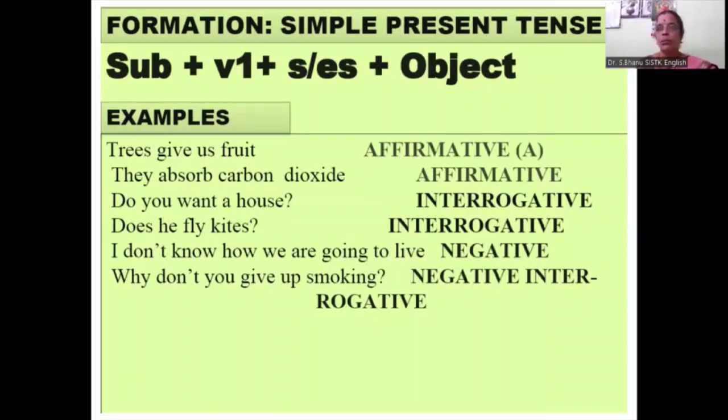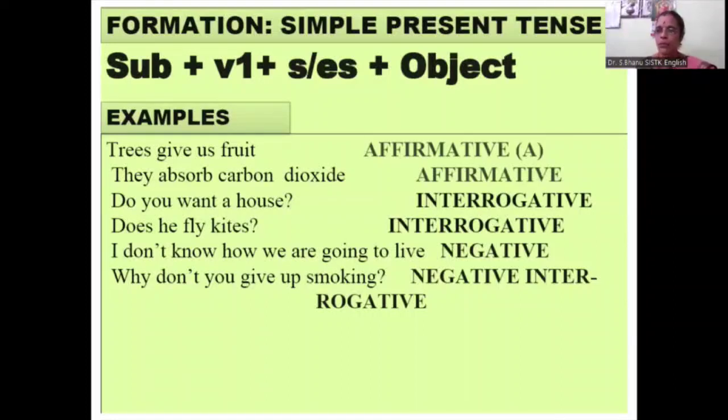Okay. Tom writes well. Tom belongs to he. And for he, she, it, the verb is verb 1 plus S or ES. I don't know how we are going to live. So this is not. When you say not, this is negative sentence. So negative also we can write in all the sentences, and in simple present tense, we use it like this.